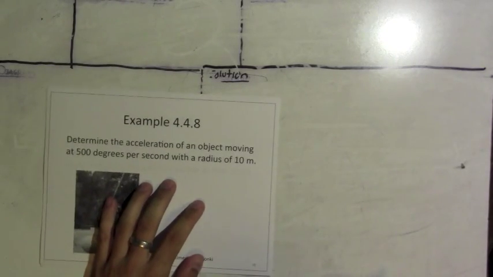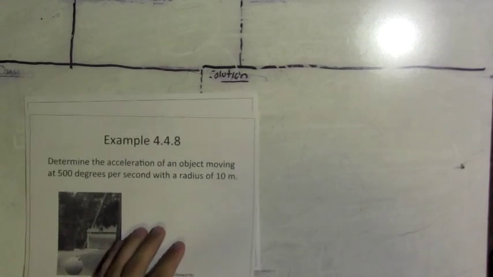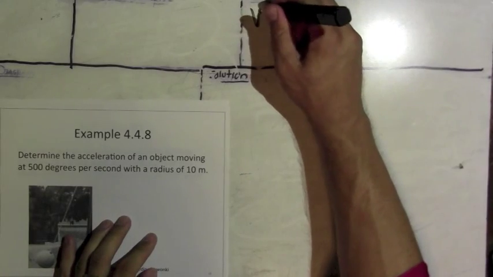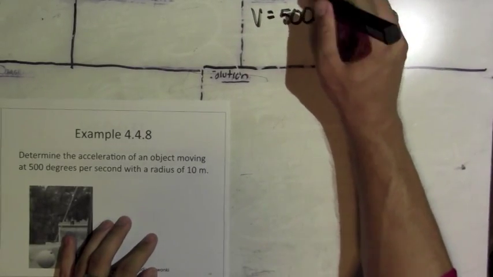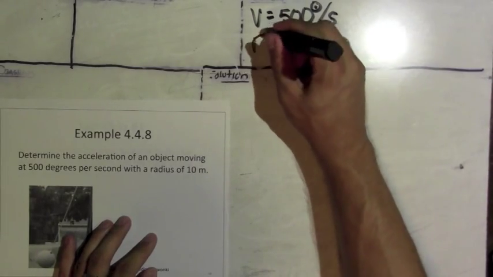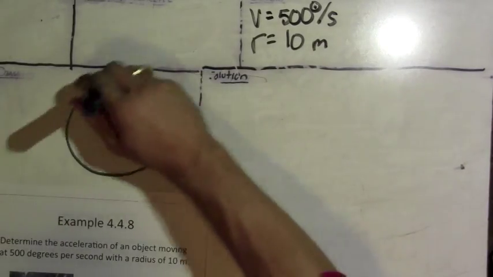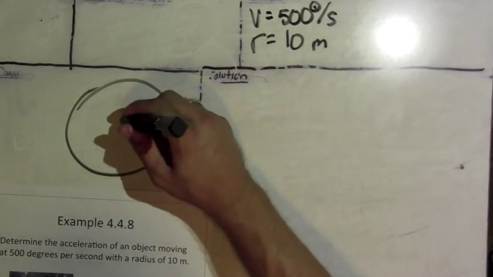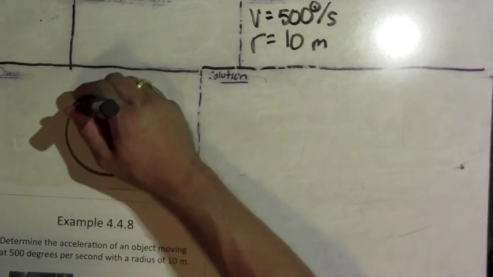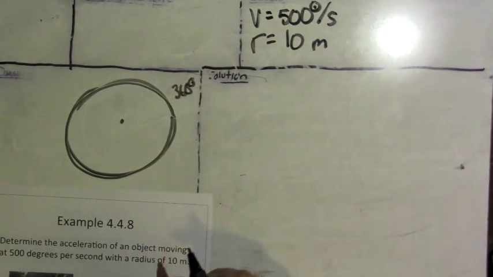Okay, this is example 4.4.8, and it is our last example for this unit. It says we need to determine the acceleration of an object that's moving. We have a velocity expressed as 500 degrees per second, and then we are also given a radius of 10 meters. So what that looks like is, once again, we're in circular motion, and from this pivot point, this thing is going to rotate more than one time through, because remember, one time through would be 360 degrees.